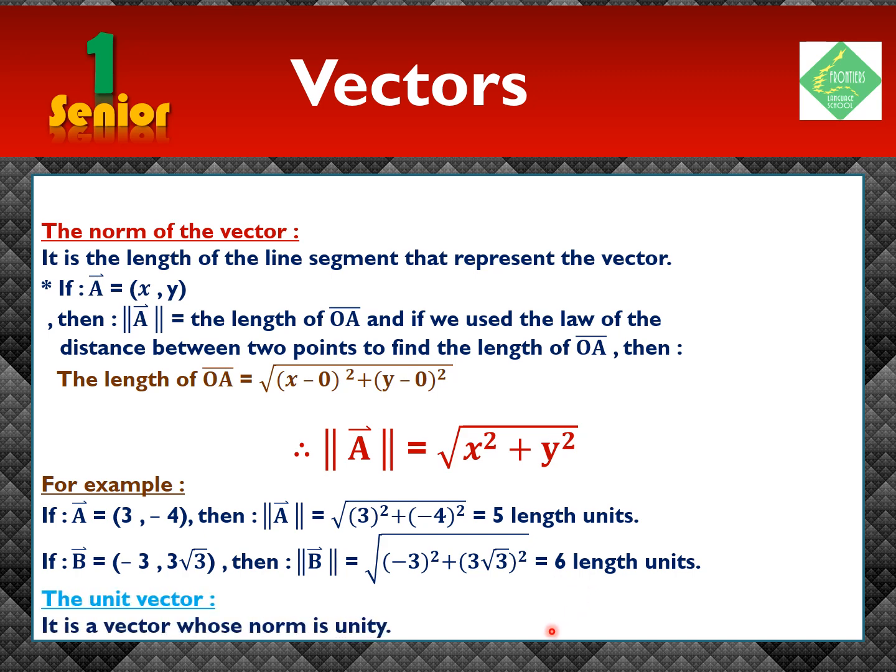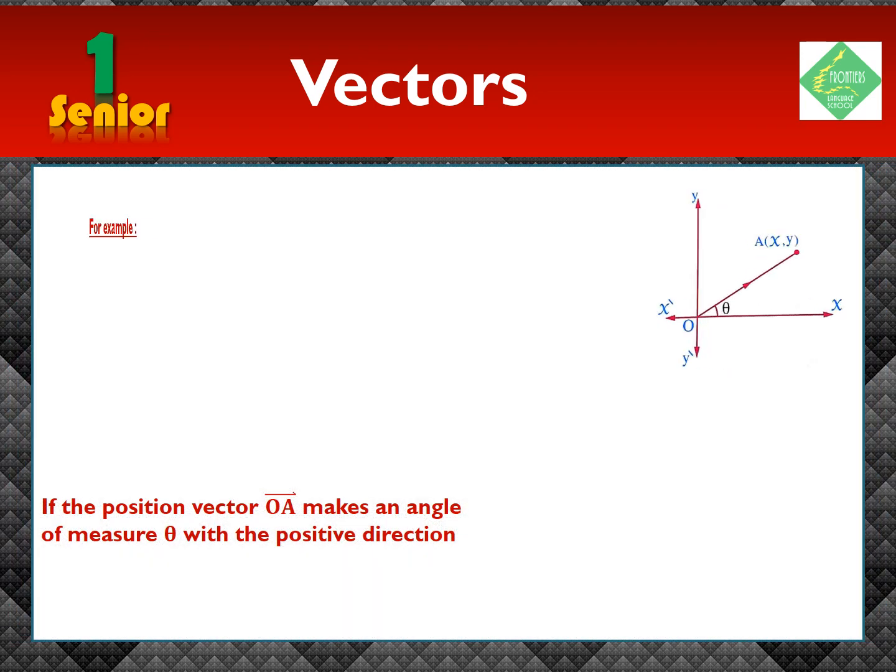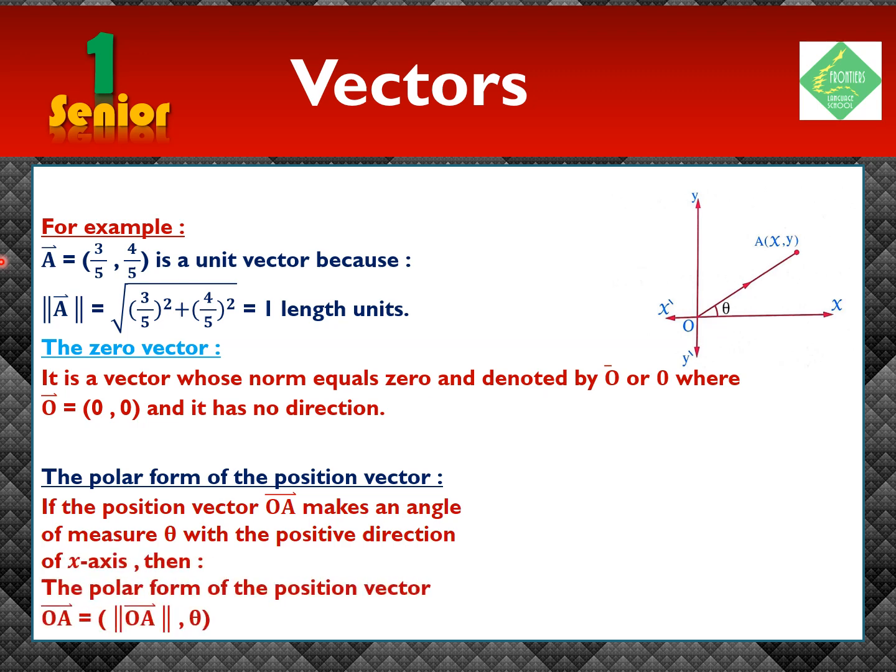What is the unit vector? Unit means 1. So the vector whose norm equals 1 is the unit vector. For example, if A is a position vector equals 3 over 5 and 4 over 5, is it a unit vector? To calculate its norm, you will square x and square y: 3 over 5 power 2 plus 4 over 5 power 2 under the root equals 1 length unit. So A here is a unit vector. What about the zero vector? Zero vector means its coordinates x and y are zeros.